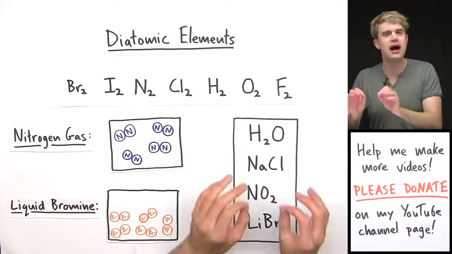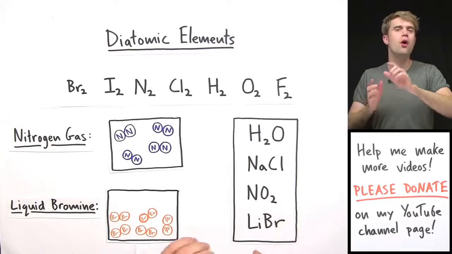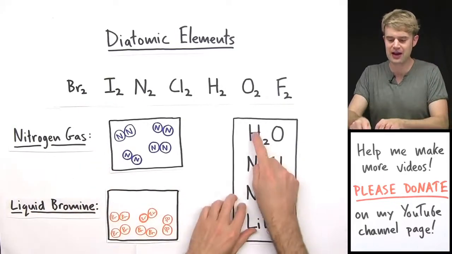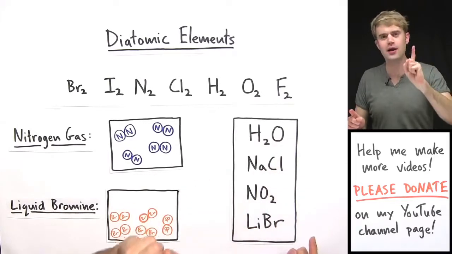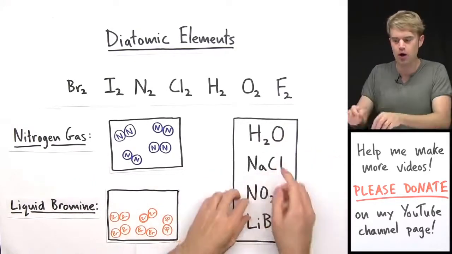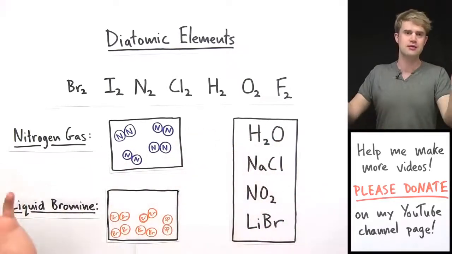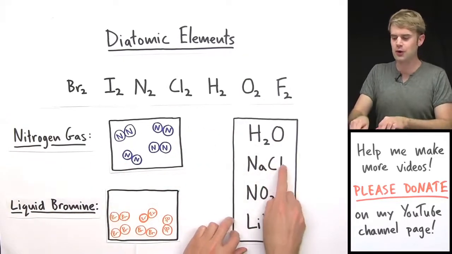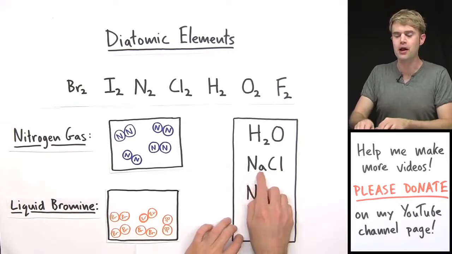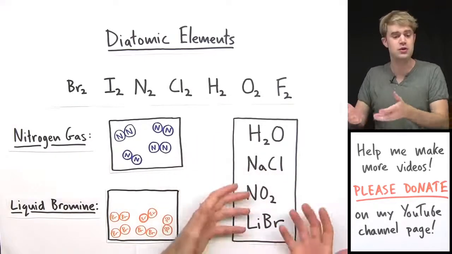But if diatomic elements are connected to other elements, they don't need to pair up, right? So that's how we can have H2O with just one oxygen atom, because this O is not connected just to another O, but it's connected to 2 hydrogens. That's totally fine. This chlorine here, we can have one of it because it's connected not just to chlorine, but to sodium as well, and that's true with these other ones.